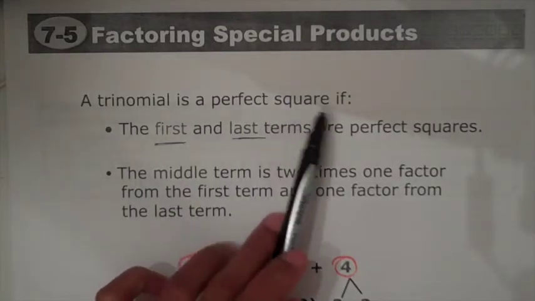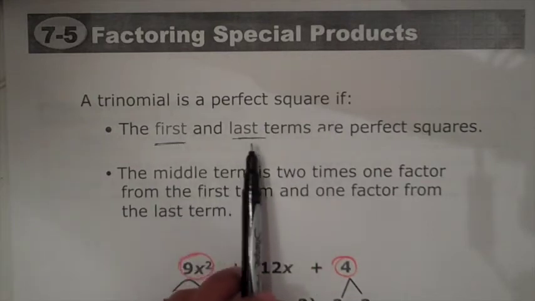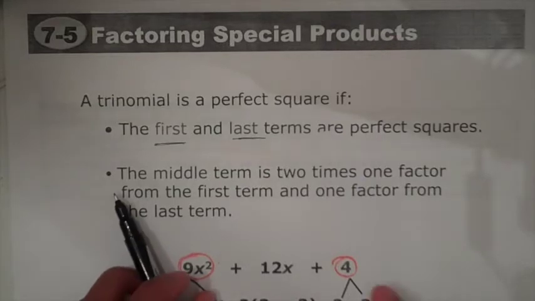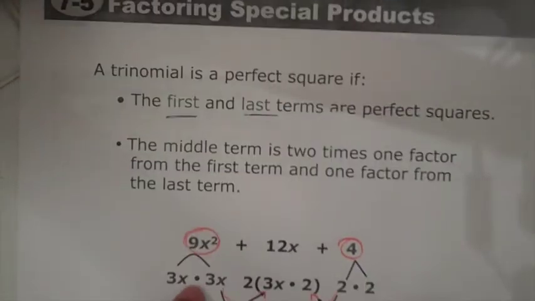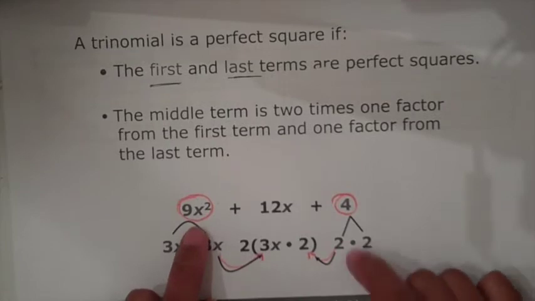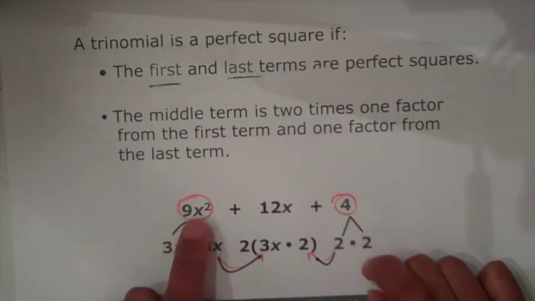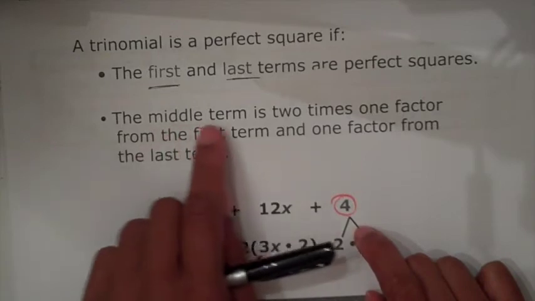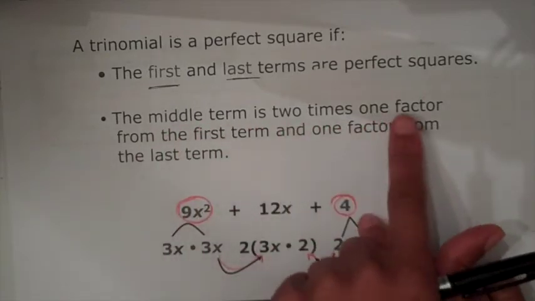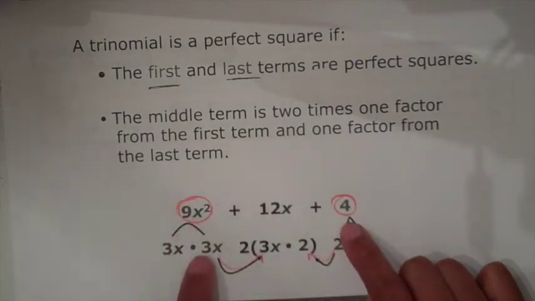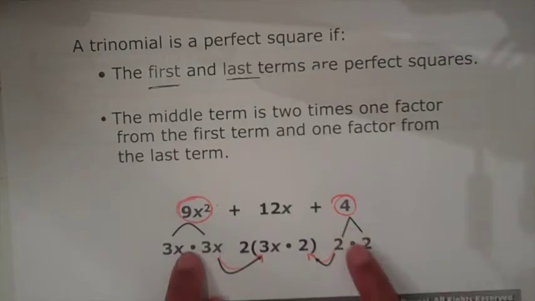Well, it's a perfect square if the first and the last terms are perfect squares. So you're going to look at the very first term. Like here we have a 9x squared and the last term, which is a 4. 9 and 4, as well as x squared, are perfect squares. Now, the middle term needs to be 2 times one factor from the first term and one factor from the last term. So, the factors for my first term were 3x, and the factor for my last term was 2.